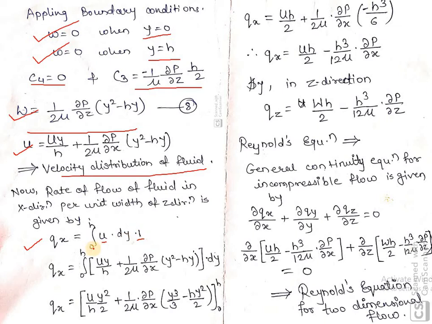And again, now we know that there is variation from 0 to h. So here this is your equation, substitute u as this term into dy. Now integrate this term: u by h is constant, y will give you y square by 2, plus this whole term is constant, simply you have to integrate over here, y cube by 3 minus h y square by 2.